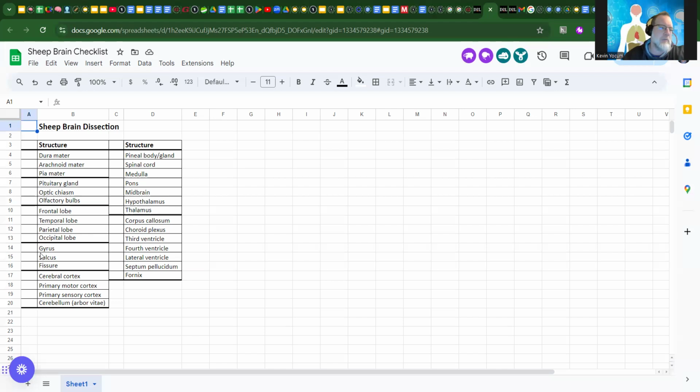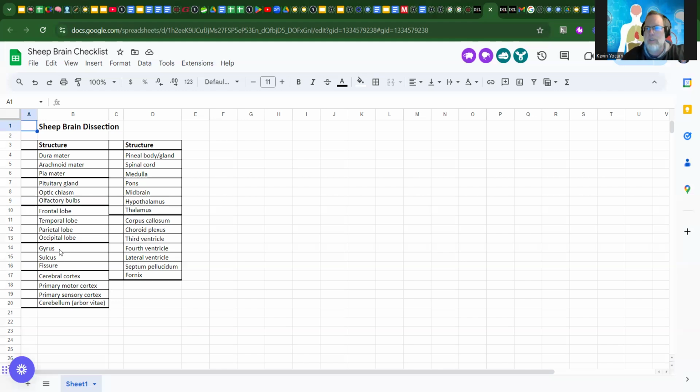As we're looking at the cerebrum, we'll also see, plural would be gyri. So if you play Animal Crossing, right, like the gyroids, but anyway, the gyrus and then the sulcus.